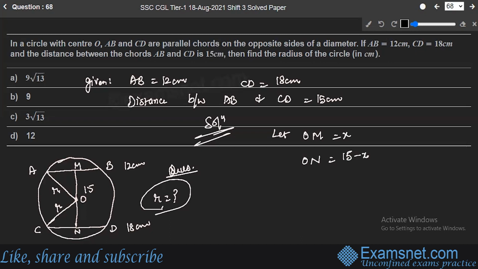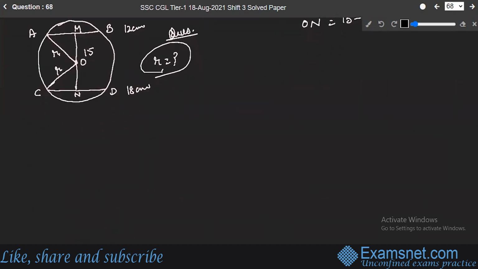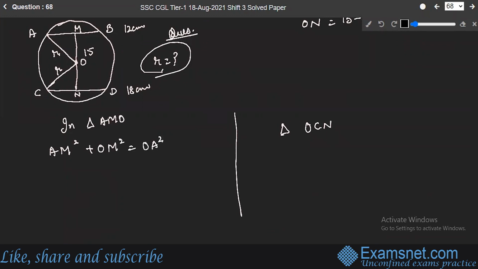Right? Why? Because this whole MN is equal to 15 centimeters. This is given to us in the question. Okay. Now I'll pick up the two triangles side by side. In triangle AMO, triangle OCN. In triangle AMO, AM square plus OM square is equal to OA square. Also, ON square plus CN square is equal to OC square.